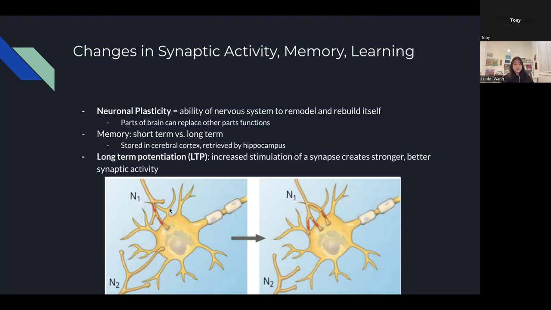So this is shown here. There is a lot of stimulation in the synapse between N1 and the cell body, and less between N2 and the cell body. So eventually N1 ends up establishing more synapses, more synaptic clefts with the cell body, and N2 removes its synapse.